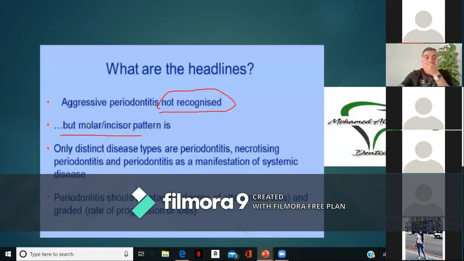Go back to this one. Okay, so instead of considering it as a condition, it is now considered a type of extent or distribution, which is restricted to molar incisors, or a type of pattern of periodontitis. Now everything is cancelled. We have only one word, periodontitis, and necrotizing periodontitis stays the same. The periodontitis is now staged and graded to assess it in more detail. We'll go for it now.